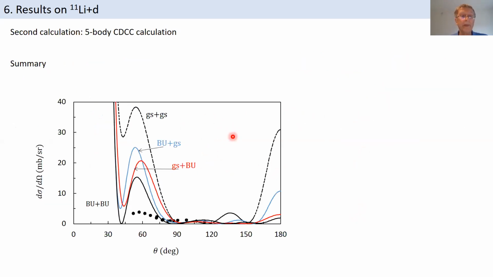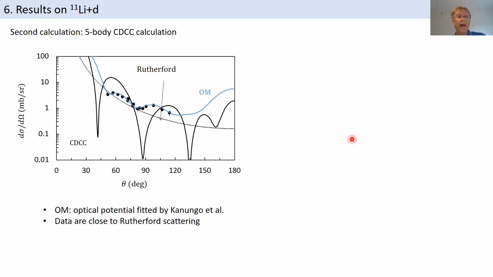So this is a summary. This is ground state plus ground state, this dashed line. This is when you introduce breakup in the deuteron. This is in the lithium 11, and this is when you introduce breakup in both. So you can see that the tendency is okay. There is a reduction of the cross-section around 60 degrees, but you are still far from experiment here. And this is the same in a logarithmic scale.